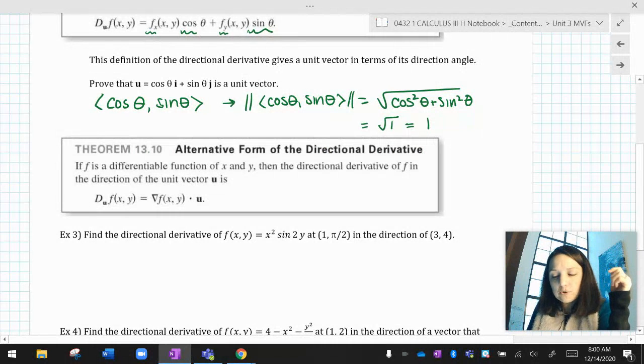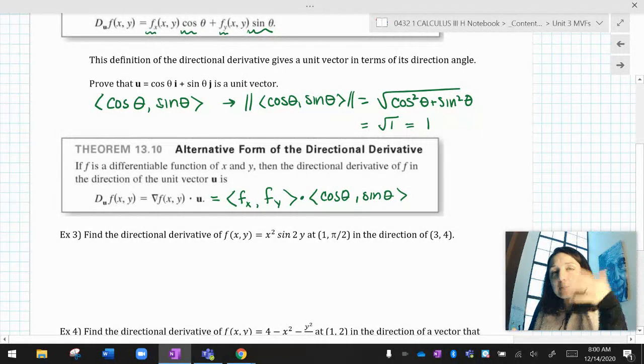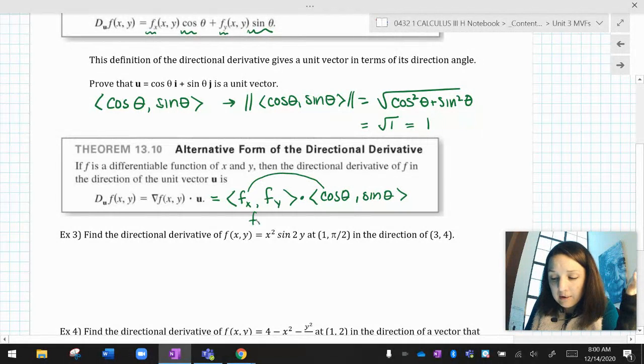An alternative form of the directional derivative is the gradient dotted with u. Well, if I think about this for a second, the gradient vector is f sub x comma f sub y, and a unit vector in an angular specific direction would be cosine theta, sine theta. And when you dot two vectors, that's when you multiply and add. And I get what we had up top.